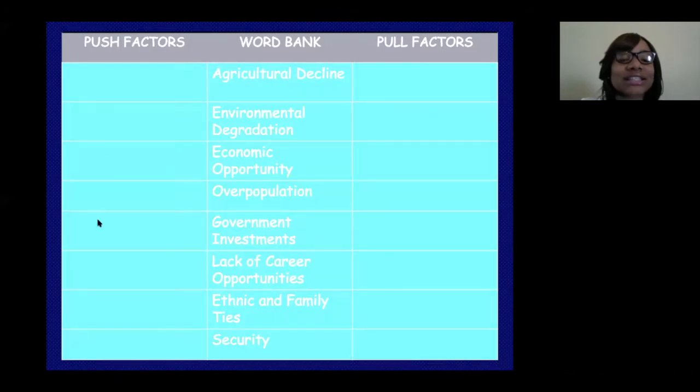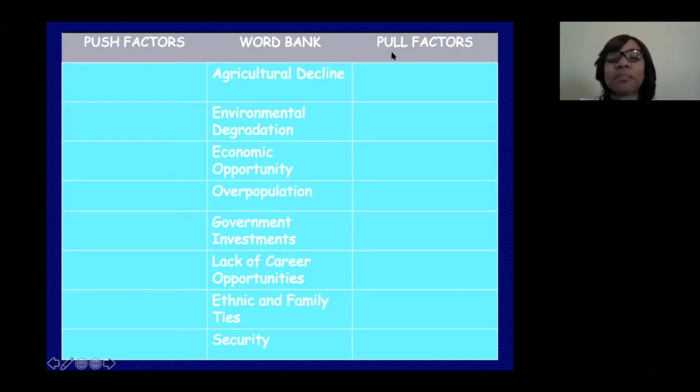Okay. So let's continue. So now we're on government investments. What about government investments? Is that a push or a pull factor?